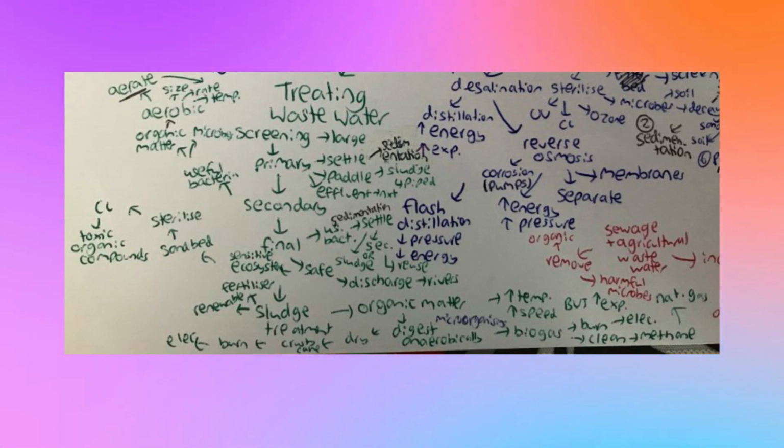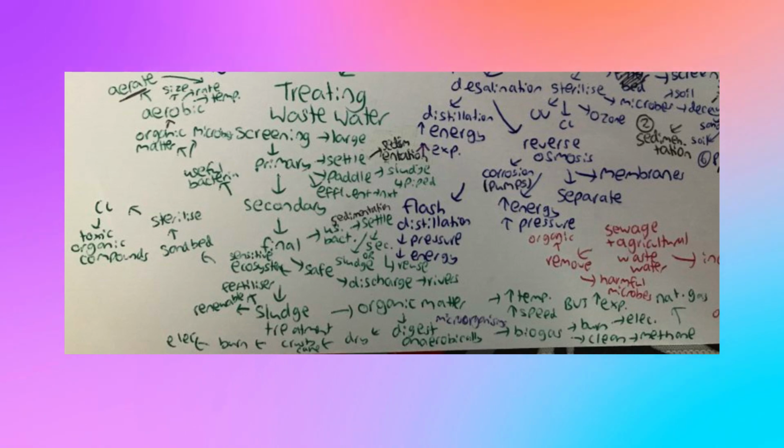At the final tank, this wastewater is now declared safe and it can be discharged into rivers. However, if we are in an especially sensitive ecosystem, that wastewater will be then passed through a sand bed and sterilised. However, we will not use chlorine, and that's because chlorine can build up to form toxic organic compounds.